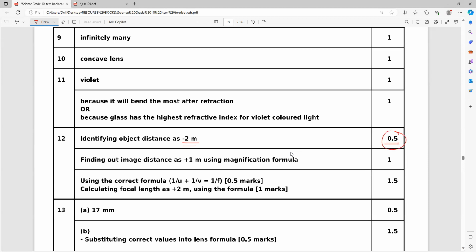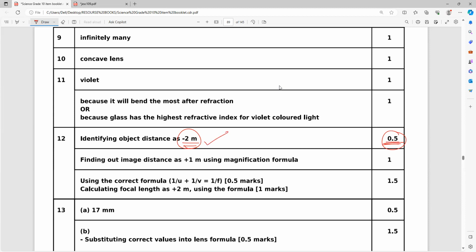So what is the reason I always say this? Given data always carries marks. This is the mark. So given data is the object distance only. Am I right or wrong? Minus 2, that is only.